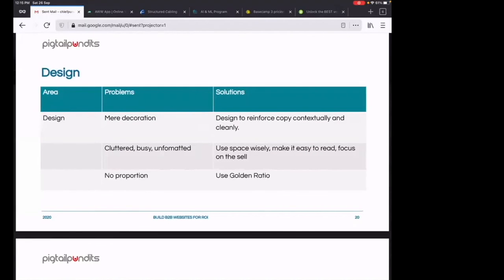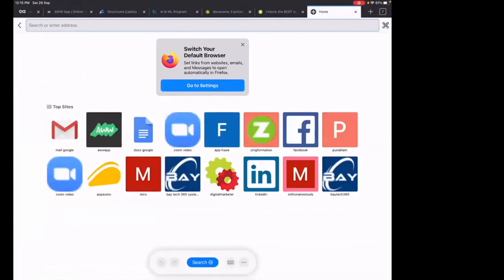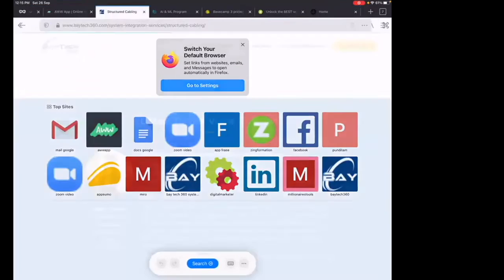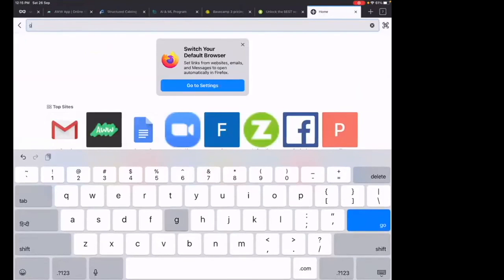Design. This is not an exhaustive list, so this is just to give you a quick insight whether it is merely decoration. Is it too cluttered? Is it formatted versus unformatted? Is there some proportion? Now, I've used an interesting term here called golden ratio. There is something called a GRT calculator online. Now, I'll just show this to you because this is worth mentioning here.